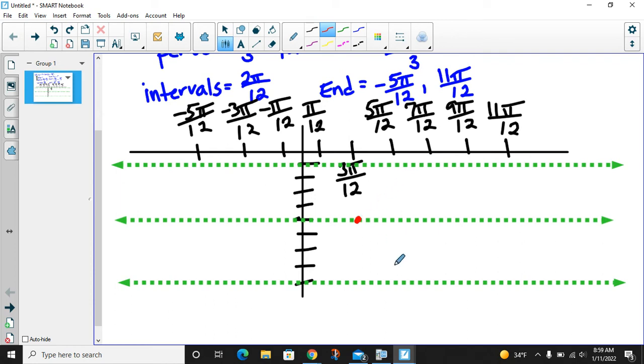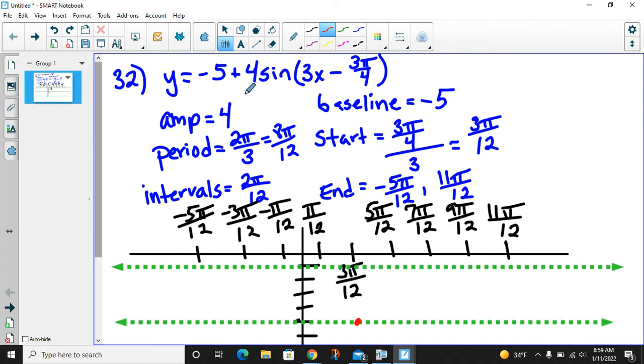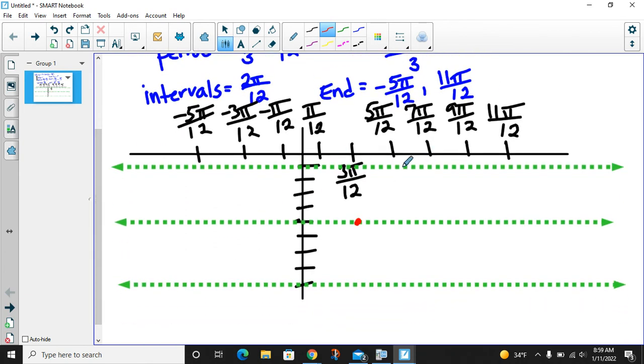Now, whether I go up first or down first depends on whether my A is positive or negative. My A here is this positive 4. That means I go up first. And then I come back down to the baseline, down to the minimum, back to the baseline. I follow that pattern.